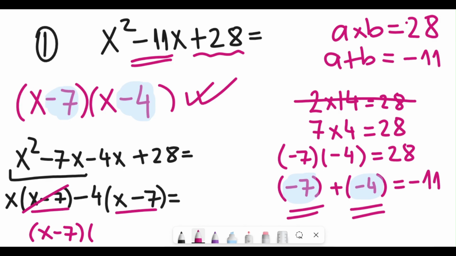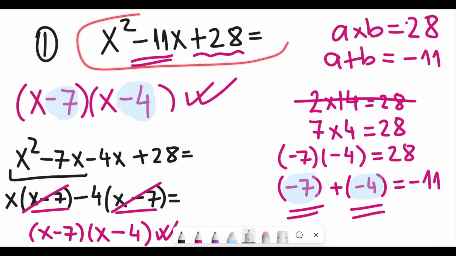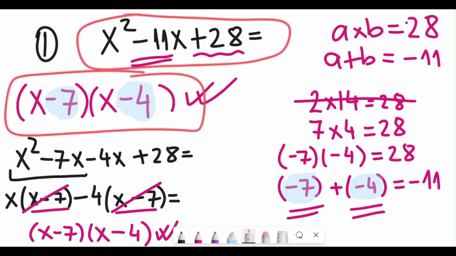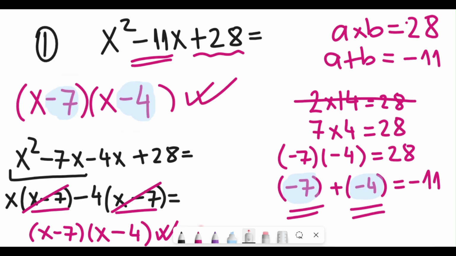Then what's left from the first one? x. What's left from the second one? Negative 4. That's it, we are done. So basically, this one was solved in one step here, and this is using factorization by grouping.